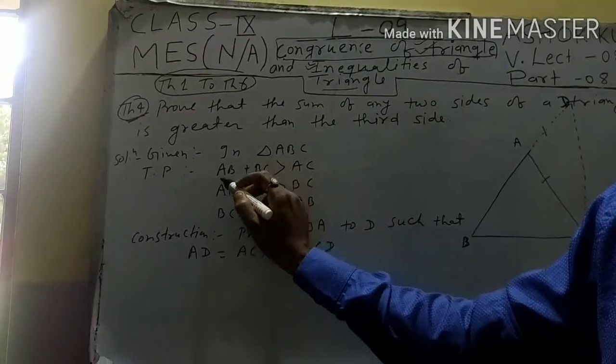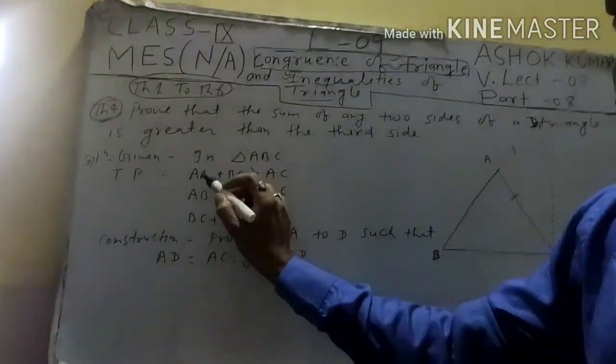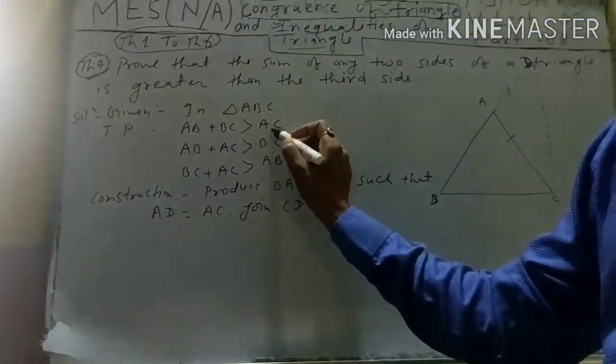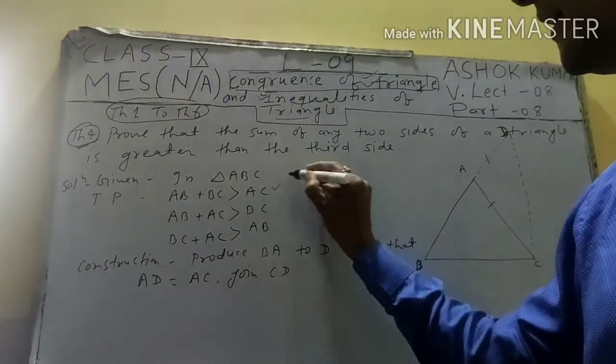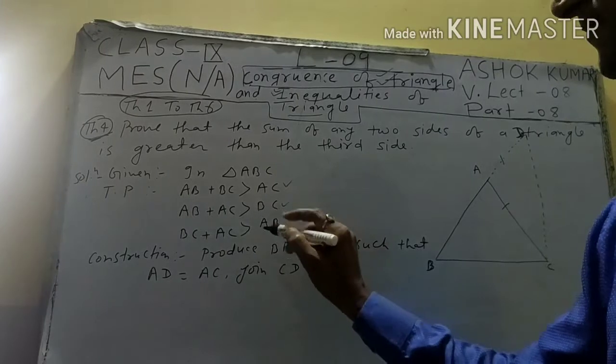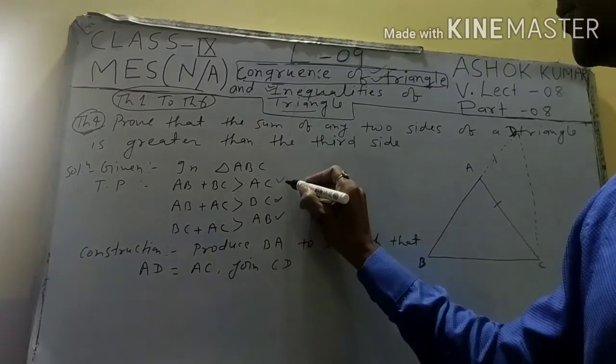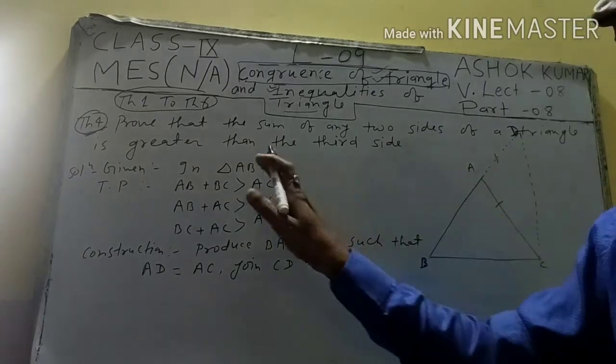What does it mean? It means, given triangle ABC, to prove AB plus BC is greater than AC. This is the first case. The second case is AB plus AC is greater than BC. The third case is BC plus AC is greater than AB. So in any triangle there are 3 cases.